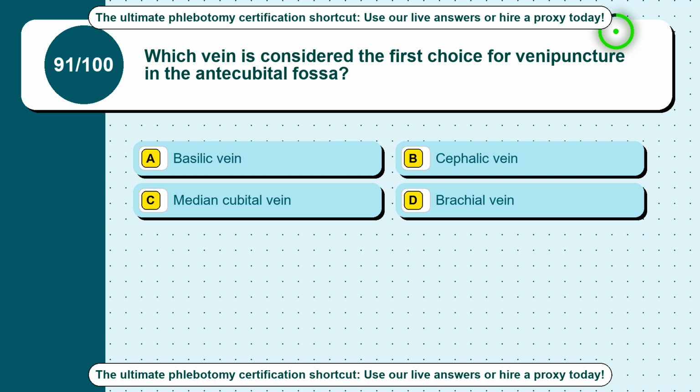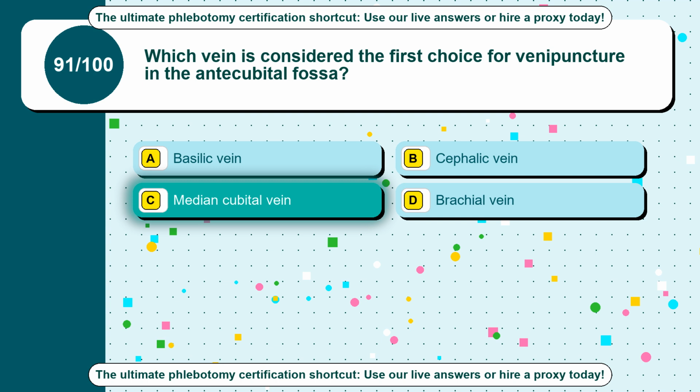Question 91. Which vein is considered the first choice for venipuncture in the antecubital fossa? Option A, basilic vein. Option B, cephalic vein. Option C, median cubital vein. Option D, brachial vein. The correct answer is option C, median cubital vein.